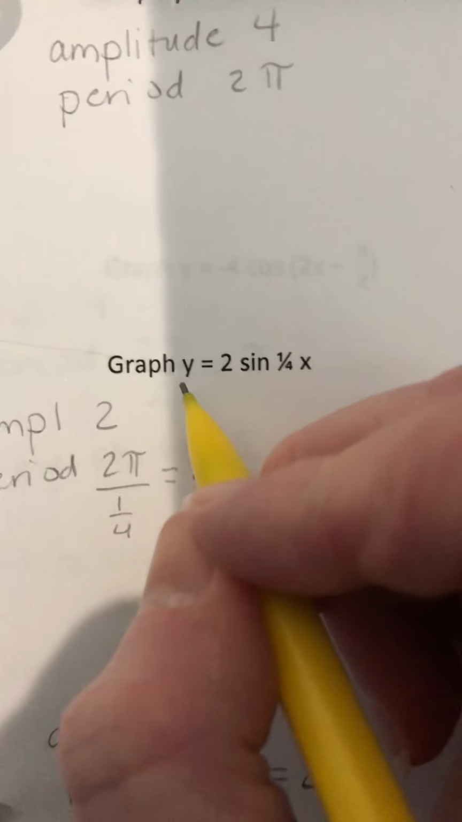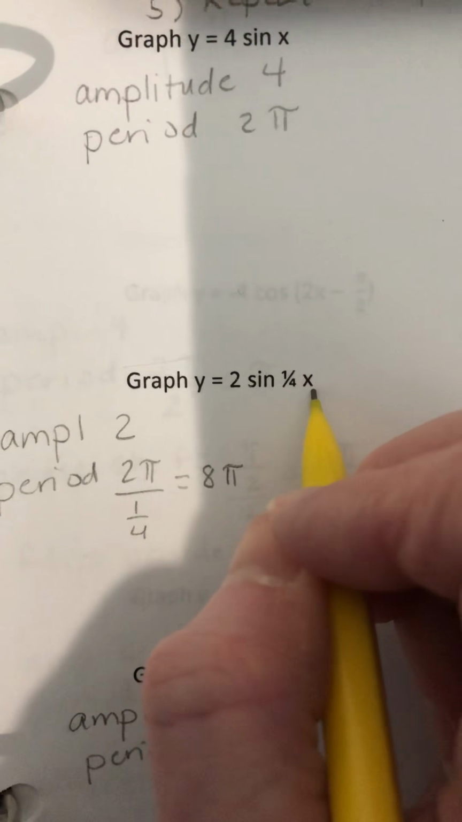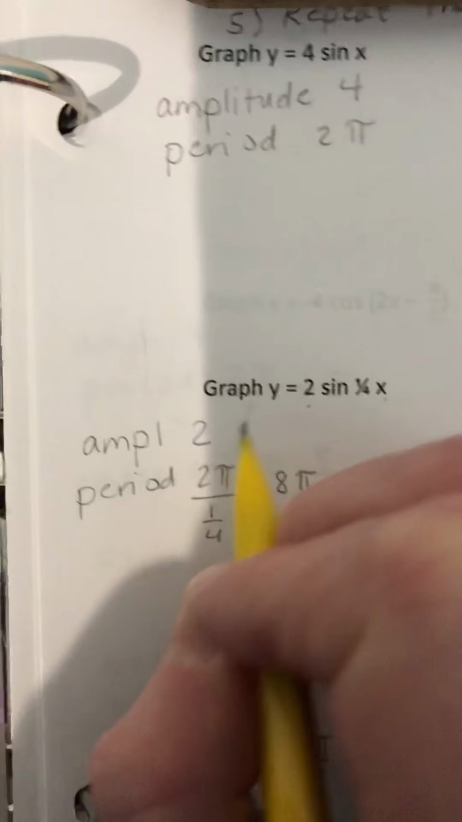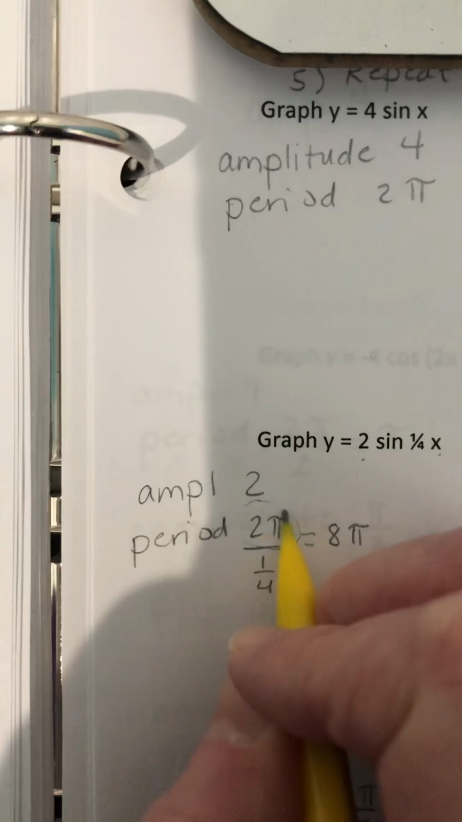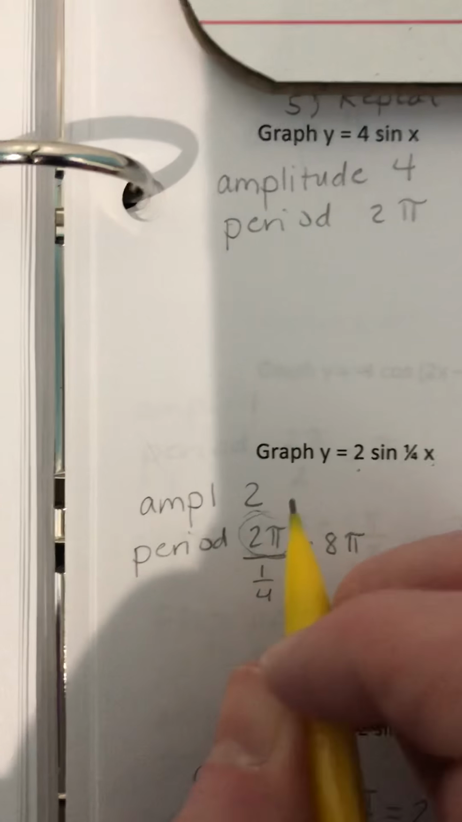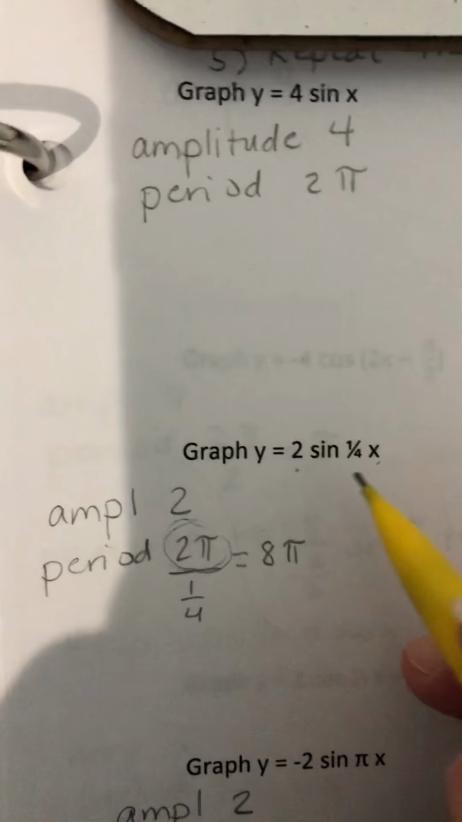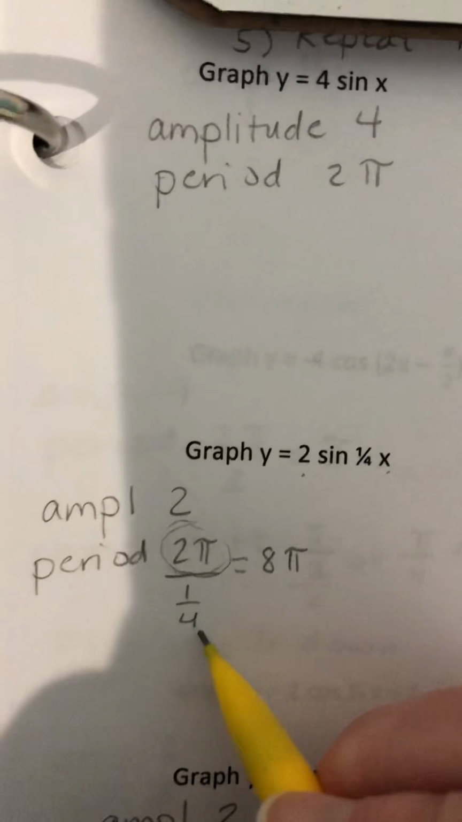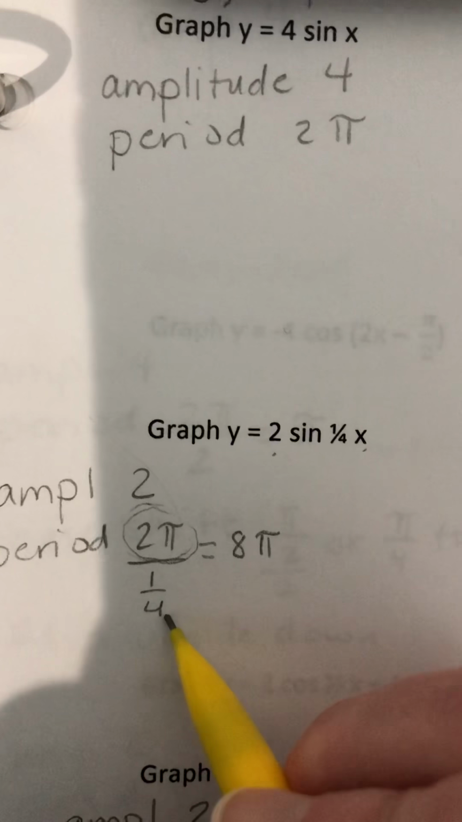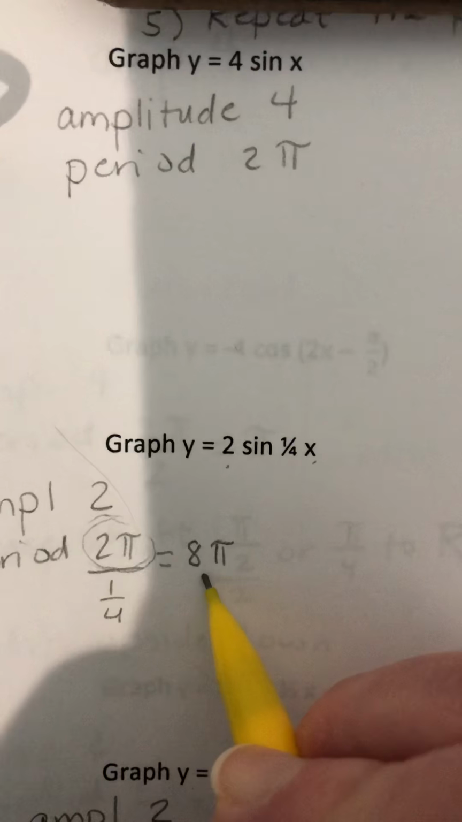With something like y equals 2 times the sine of 1/4 x, the amplitude is now 2. And to get the period, you always take 2 pi, which is the period of the parent function, and you're going to divide by the coefficient of x. So dividing by 1/4 is the same as multiplying by 4. I now have a period of 8 pi.